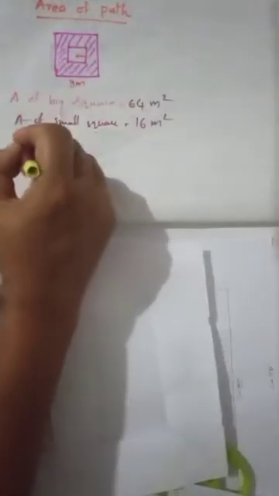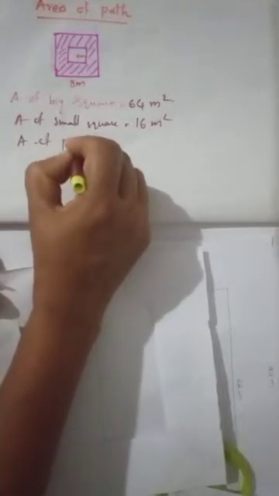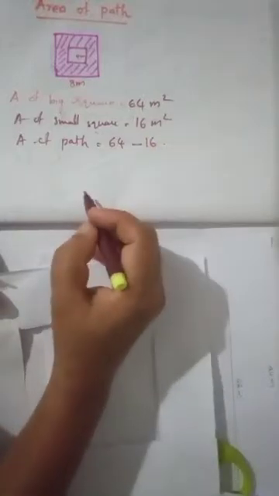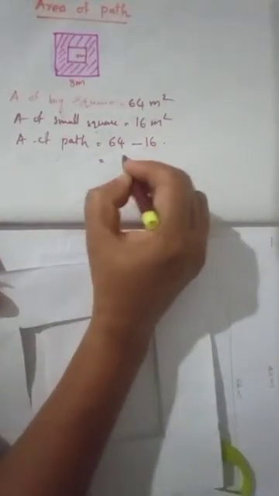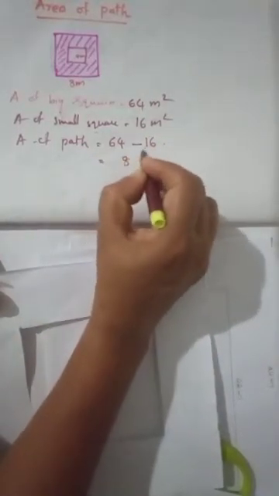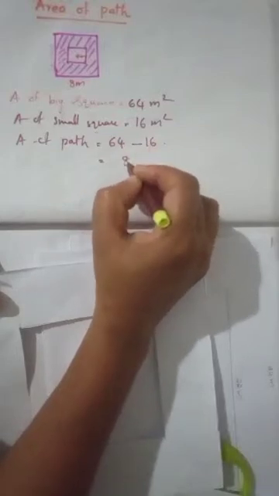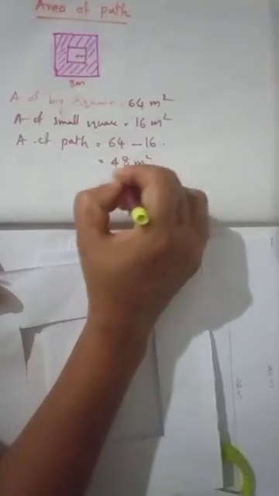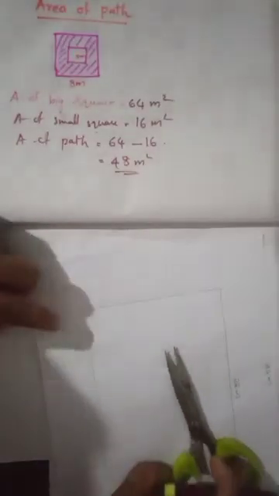Then the area of this path. This remaining part is the path. So the area of the path is equal to the area of the big square minus the area of the small square. So 64 minus 16. 14 minus 6 is 8. Then 5 minus 1, 4. 48 meter square is the area of this path. Like this way we can find the area of the path of a rectangular shape.